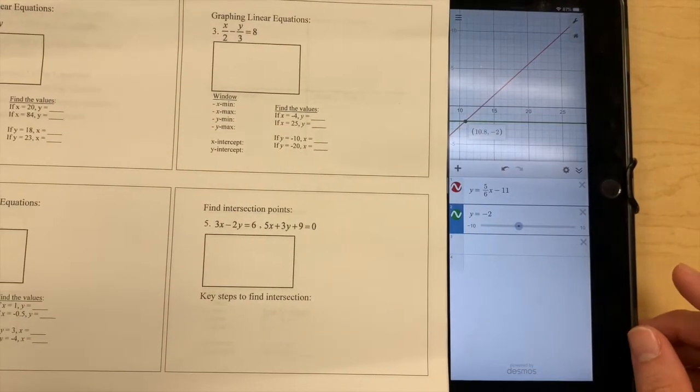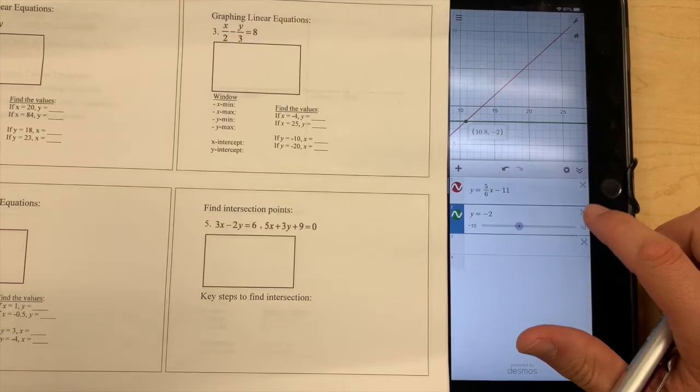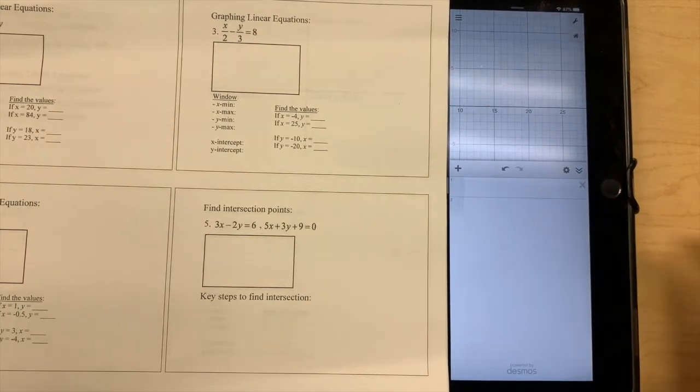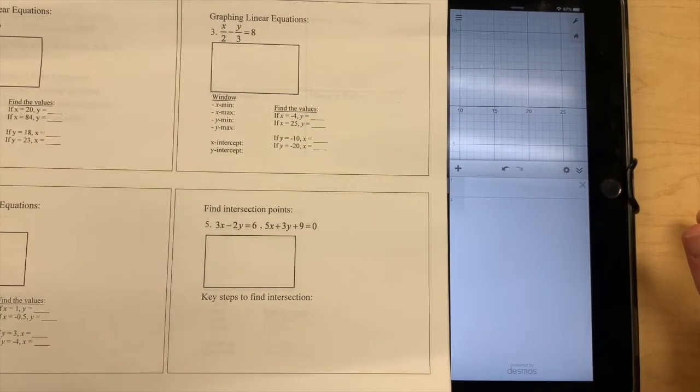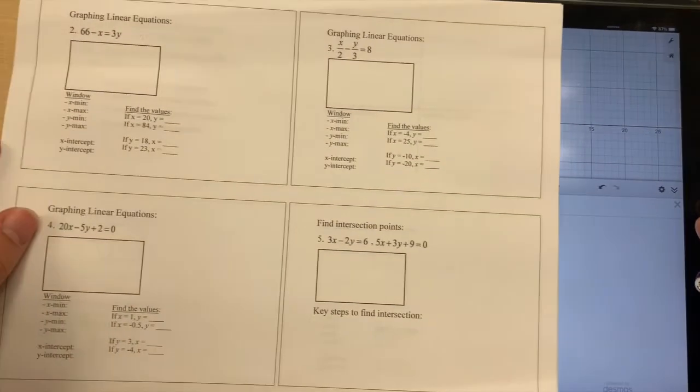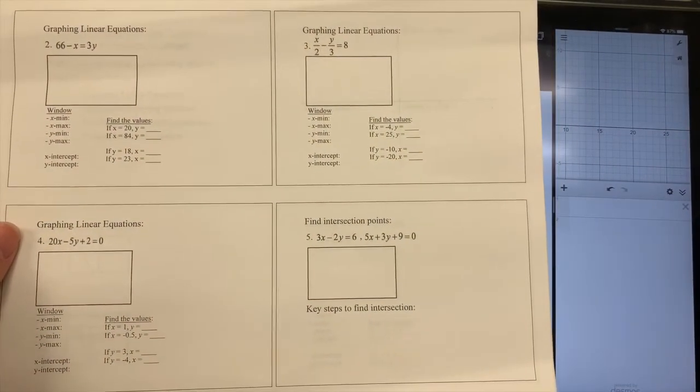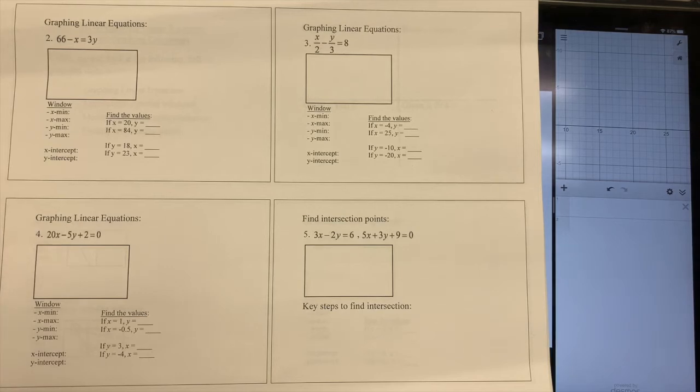All right, if I want to clear out the graphs that I have in there, I'm just going to click on the X's. Boom, they just delete, just that easy. Now let's do, I'm sorry, you probably can't see that one there. Let me scoot it over. Our equation is 66 minus x equals 3y.